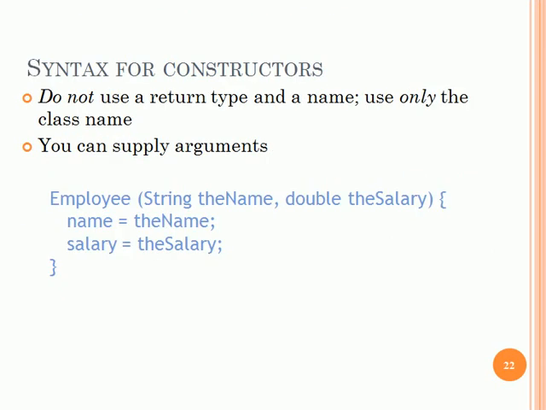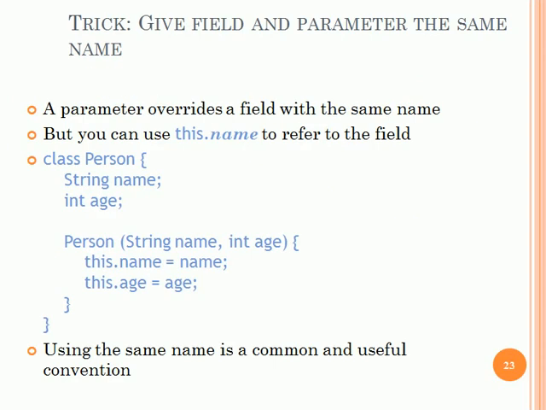Next, the syntax for constructors. Do not use a return type and a name. Use only the class name. You can supply arguments. Next, give field and parameter the same name. So here class Person, string name, int age. Person takes string name, int age, and this dot name equals name. Using the same name is a common and useful convention.